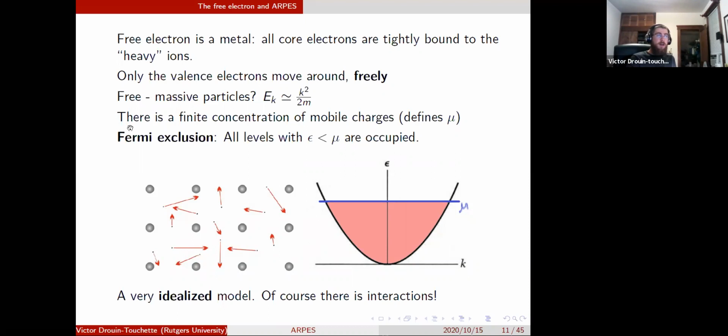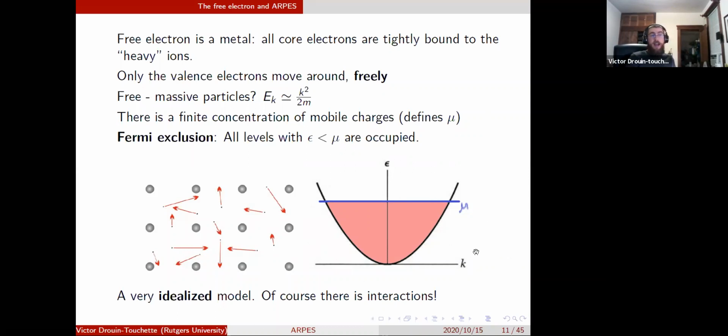If you have just a finite sample, there's only n electrons for the number of sites in your system, for the number of atoms. So this finite concentration of the charges defines mu here, the Fermi level, which defines the energy at which you stop piling up electrons into your system. Since they're fermions, you start putting electrons at the lowest energy for the k squared over 2m, and then you start piling them up, and once you've filled out this Fermi sea up to the Fermi level, you have your metal.